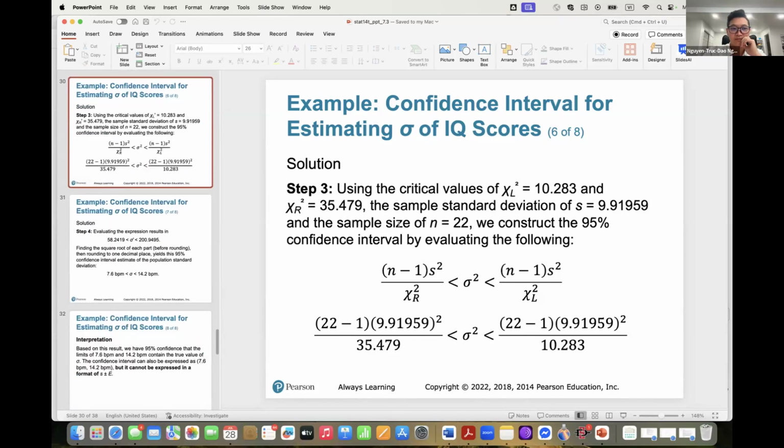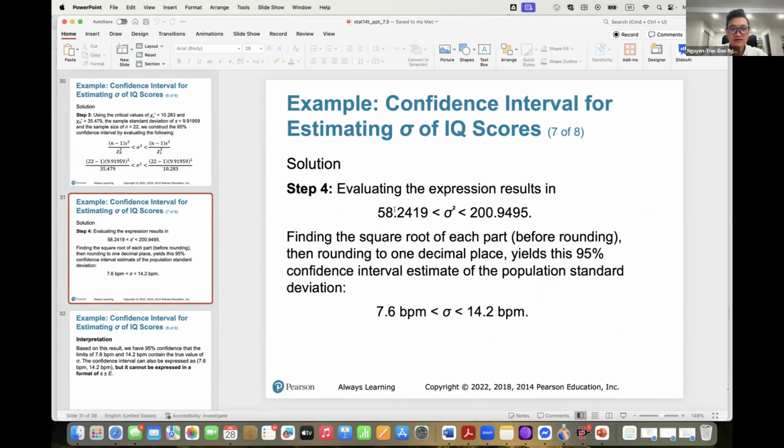Now step number 4, after calculating, you will get the confidence interval of 58.2419 to 200.9495. If you want to find the confidence interval for sigma, you need to take the square root of both sides of these inequalities, right? Then you get 7.6 and 14.2. So this is the conclusion. We use this 95% confidence interval to estimate the population standard deviation.